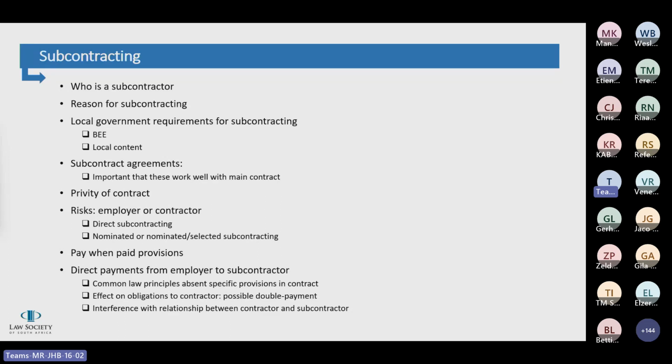So in terms of common law, where there's no specific provisions in the contract dealing with direct payments between employer and subcontractor, it just provides that where the subcontractors execute certain parts of the work, the contractor will be liable to the subcontractor for payment in the same way that the employer is liable to the contractor. As there is no privity of contract between the employer and subcontractor, the subcontractor, if not being paid by his contractor, has no recourse to the employer under the common law.